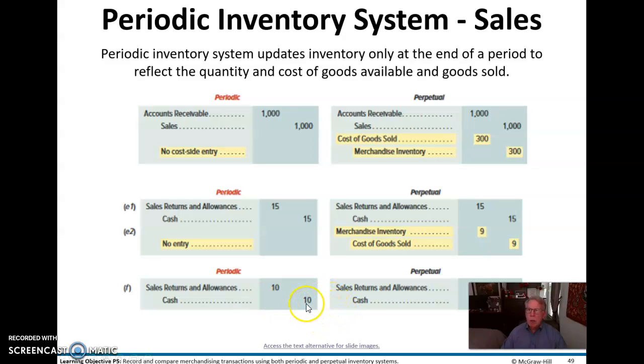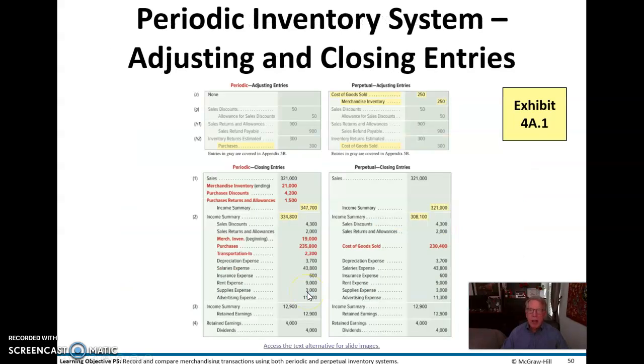All right, that looks like a good place to stop this video, and when we return, we'll take a look at these closing entries.